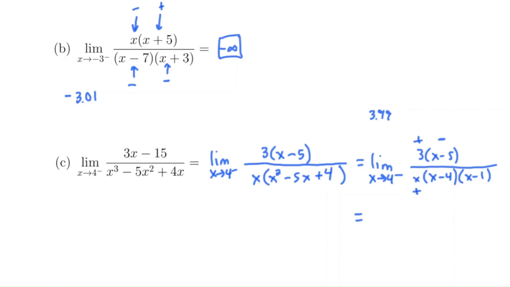Right, for this x, maybe I should use a different color here. Plus, minus, plus. Okay, plug in 3.99 here. Let's try it. 3.99 minus 1 would be like 2.99, right? That's still positive. 3.99 minus 4, though, would be negative 0.01. So that would be negative. So notice we have two negatives. They cancel each other out to become a positive. And so our final answer is plus infinity.